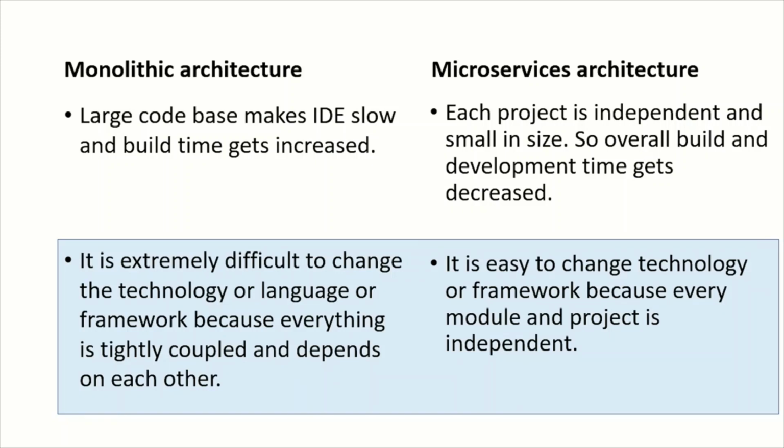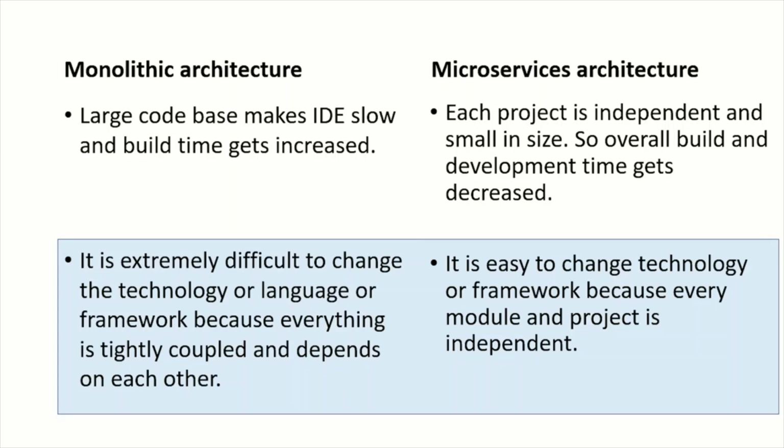It is extremely difficult to change the technology, language or framework in the monolithic architecture because everything is tightly coupled and depends on each other. So whatever is done has to be done at the start of the project itself. Once you have started the project, everything will remain the same. You cannot change language, framework or technology.